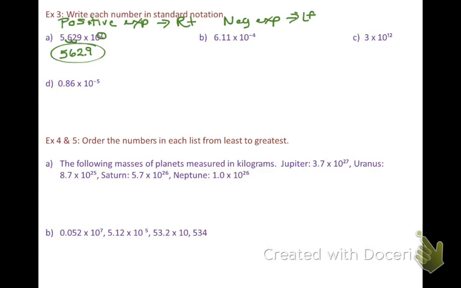Okay. B. It's a negative 4, so which way is it going to go? 4 times to the left. So 1, 2, 3, 4. Here's where my decimal is going to be. So I plug in zeros for the spaces that are needed. So it's going to be 0.000611.